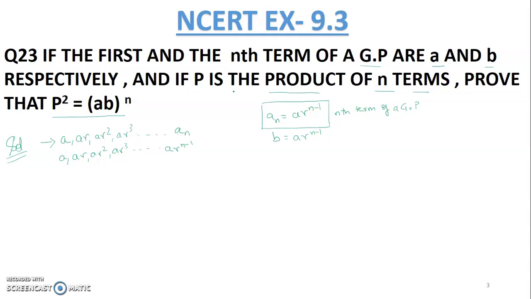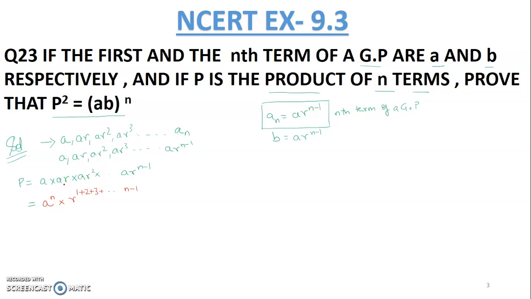Now see, it is saying if P is the product, so I will write P is equal to the product of this: A into AR into AR squared into dot AR^(n-1). Now how to solve this? See here it is A, multiplied n times, so I can write A raised to the power n, into R raised to the power 1 plus 2 plus 3 plus 4 plus 5, continue till where, students? N minus 1. Understand this step.